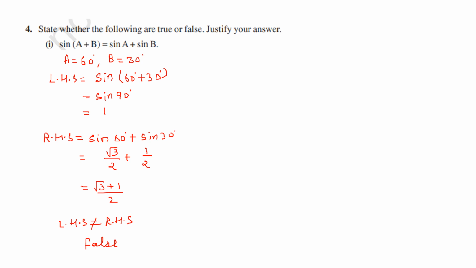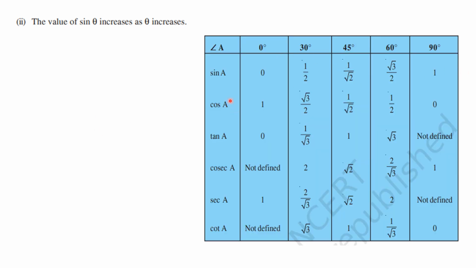Now let's move to the second part of it. The second statement is the value of sine theta increases as theta increases. So for that I have to take all these values and see. As theta is increasing, here in place of angle A it is theta. Now if you increase 0 degree, 30 degree, 45 degree, 60 degree, 90 degree, will the value of sine theta also increase? That's what we have to check.